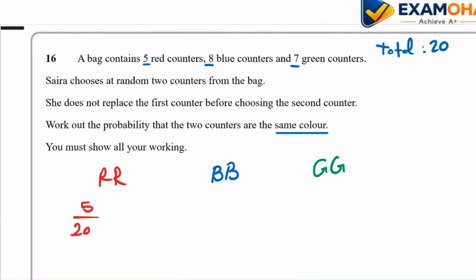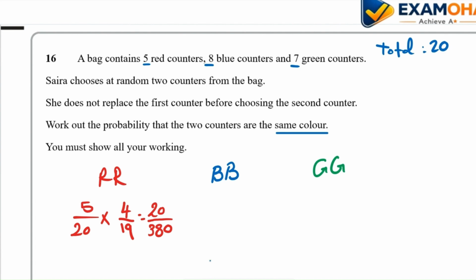And the second one, it's red again. Now it's reduced by 1 because we already took 1, so it's 4. And the total is reduced by 1 because we already used 1 before, so it will be 19. So 5 times 4 is 20, divided by 20 times 19. Again, forget about the 0 now and we will add it later. So 2 times 19 is 38, and then 0, so 380.